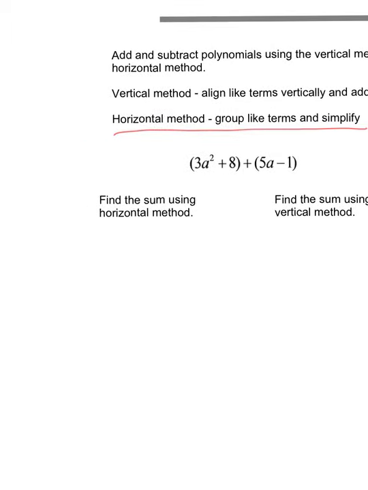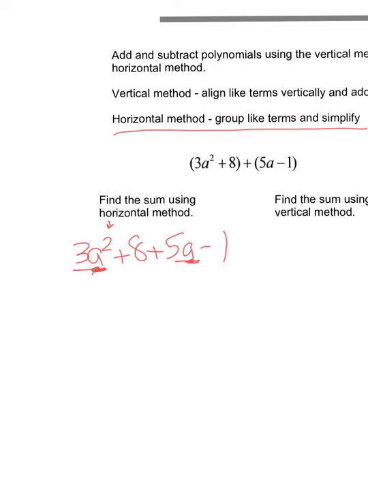Okay, so I'm moving this over so I have a little bit more space. Vertical method or horizontal method. 3a squared plus 8 plus 5a minus 1. What are my like terms? In my first term I have an a. My third term I have an a. But in my first term, my exponent is a 2. My third term, my exponent is a 1. So those are not like terms because they do not have the same exponent, remember? Bases have to have the same exponent in order to combine them. These do not have the same exponent.